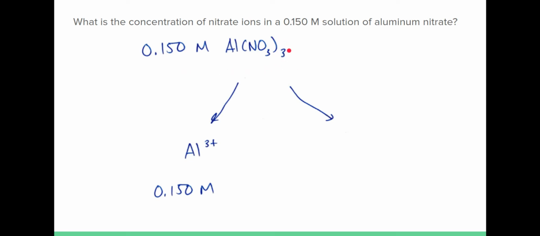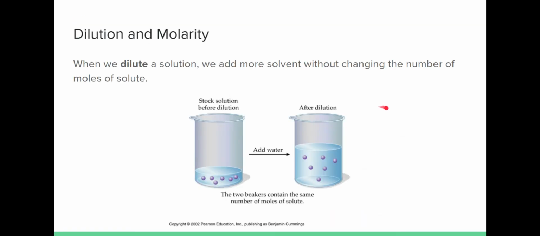However, for nitrates, there are 3 nitrate ions for every one formula unit of this compound. So since I know I'm going to have 3 times as many nitrate ions by the end of this dissolution, the concentration of those nitrate ions is going to be 3 times that, or simply 0.450 molar. Now, anytime that we add water to a solution, we're actually causing a process called dilution.